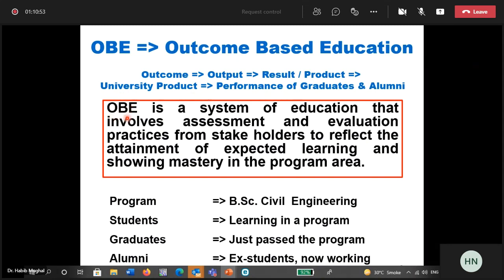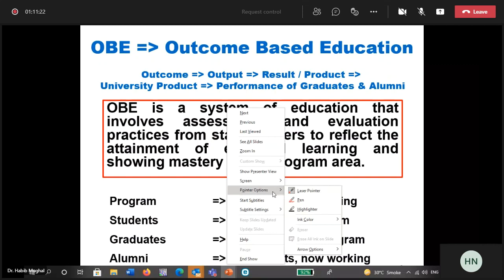So what is OBE? It's a system of education which involves assessments and evaluations. Assessment hoti hai aur evaluation hoti hai from various stakeholders. So in the OBE system, assessments and evaluations are being carried out from the stakeholders. What are the main stakeholders of you people?